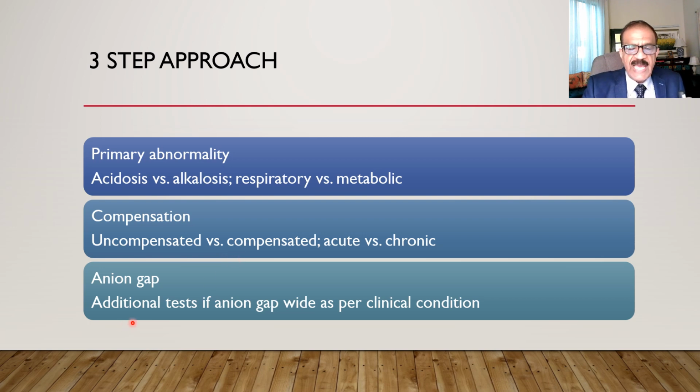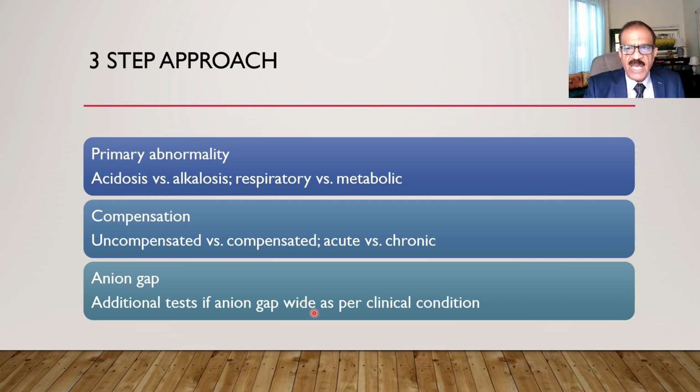And the third one is anion gap. This will be the further refinement. If the patient has got metabolic acidosis, then you will know which type of metabolic acidosis, and then with further tests, we can reach the correct diagnosis.